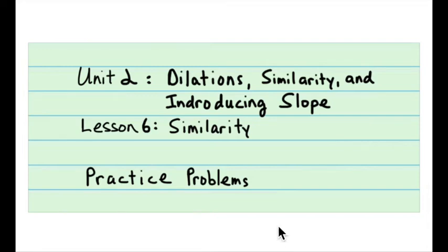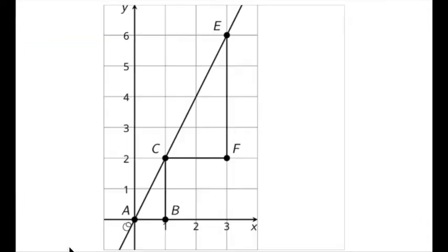These are the practice problems for lesson 6. Again, lesson 6 is titled Similarity. So in these practice problems, the first one says, what's a sequence of rigid transformations and dilations, either a translation, a reflection, rotation, and dilation, that takes the smaller figure and maps exactly to the larger figure to prove that the smaller figure ABC is similar to the larger figure CEF.